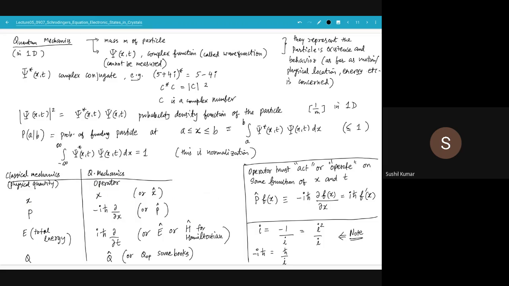Okay, so any questions on this? As I said, what are the units of the wave function, by the way? What are the units of this thing? Let's see if you can figure it out. There's still a potential pitfall.